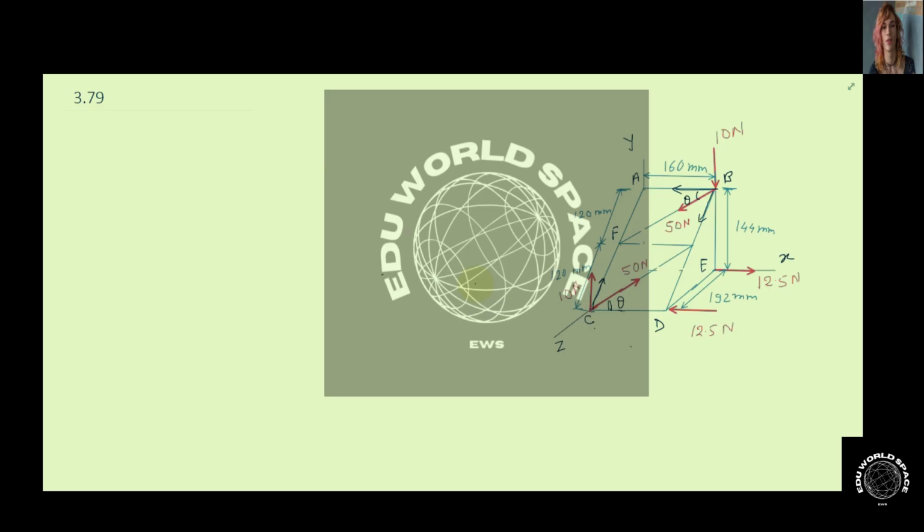Problem 3.79. In this problem, three couples are given that are acting on this system. We have to calculate the equivalent couple, the magnitude of the equivalent couple, and their corresponding directions with the x-axis, y-axis and z-axis. So first of all, we will try to find out the individual moment couple with its vector sign.